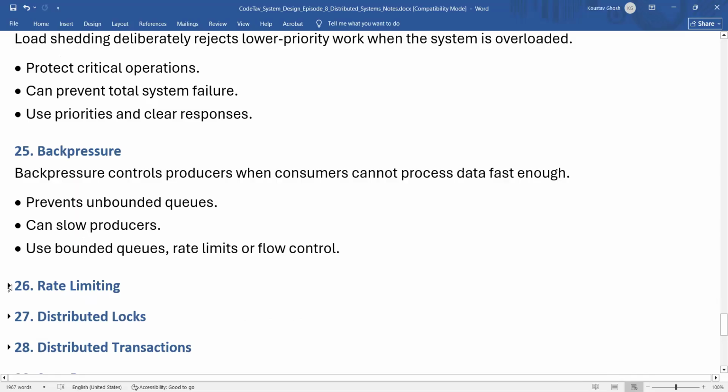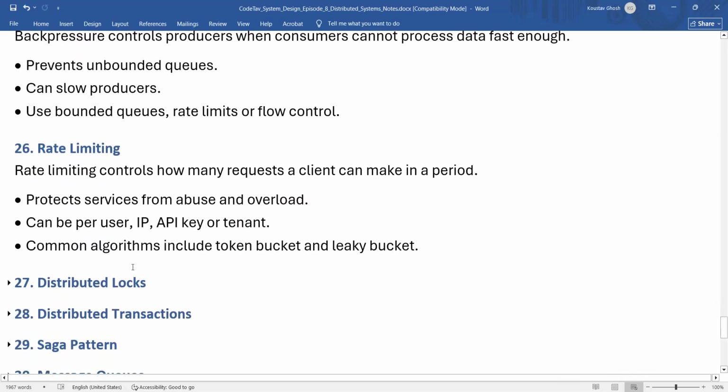Okay. Next is rate limiting. So rate limiting controls how many requests a client can make, like 100 requests per minute per user. So if the user exceeds the limit, we can reject or delay additional requests. So rate limiting helps protect against abuse, accidental traffic spikes, DDoS-like application traffic, expensive API usage. So we have some common algorithms also for that, like token bucket, leaky bucket, fixed window, sliding window. Okay, we will discuss those things later as well.